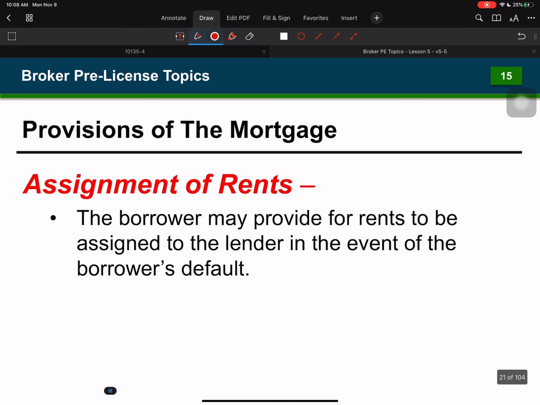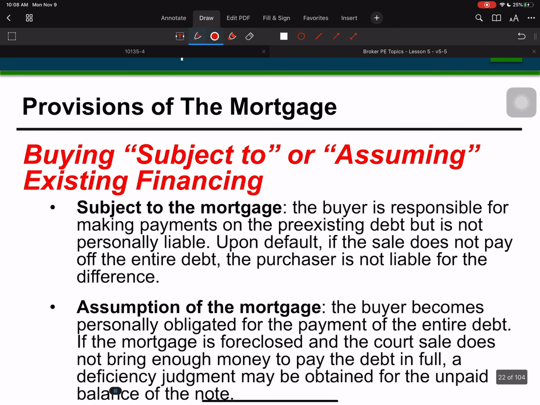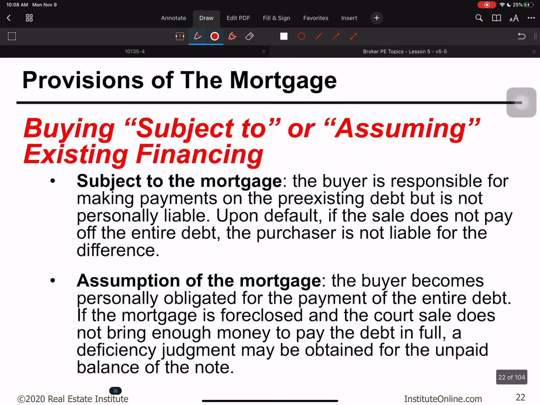Provision of the mortgage, assignment of rents. The borrower may provide for rents to be assigned to the lender in the event of the borrower's default. So if someone stops paying, maybe during this pandemic, they'll assign all the rents to the lender so that they keep up with all the payments.